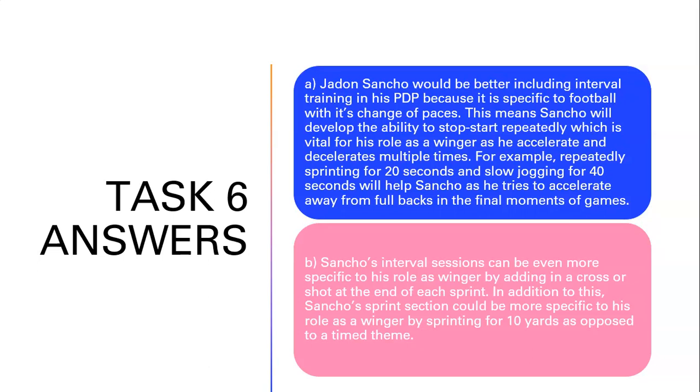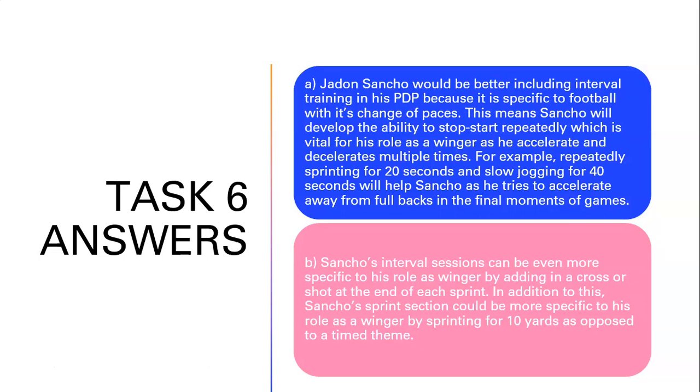Let's now look at B, where you were asked to describe how we can make each of his interval sessions more specific. Sentence 1. Sancho's interval sessions can be made even more specific to his role as a winger by adding in a cross or shot at the end of each sprint. This is specific to his role as a winger, because his role asks of him to provide assists and goals. Assists coming in the form of crosses, goals coming in the form of shots.